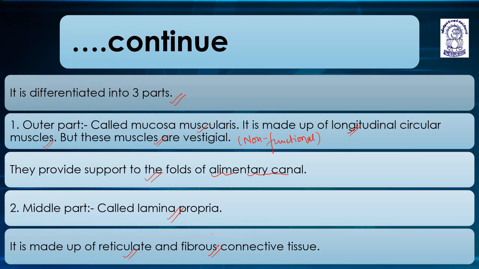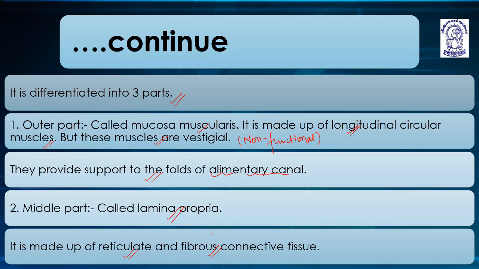Then the middle part is called the lamina propria. The middle part is known as what? Lamina propria. This lamina propria is made up of reticulate fibers and fibrous connective tissue. So the mucosa is further subdivided into three parts: the outer part, the middle part, and the innermost part.